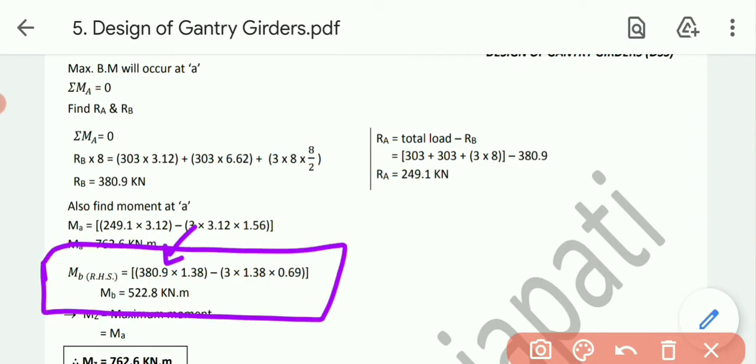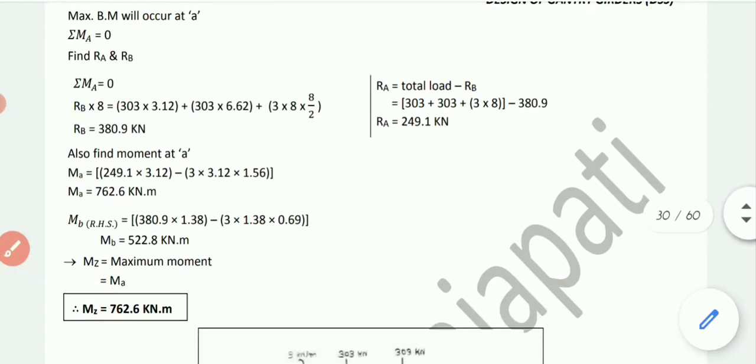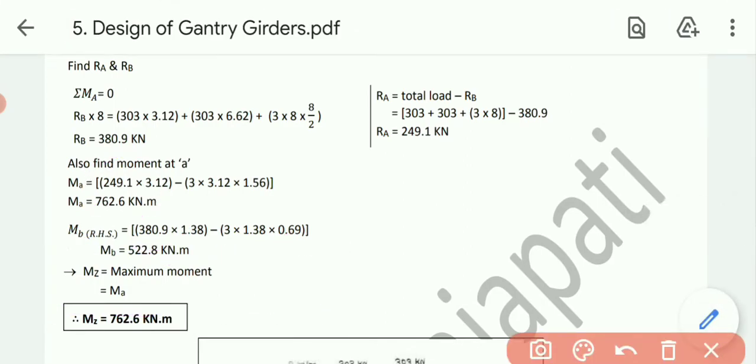See, RB, that is 380.9 into 1.38 minus 3 into 1.38 into 1.38 by 2, that's 0.69. So we will get the value of MB, that is 522.8 kilonewton into meter. So that's the answer of moment at B. Once we get that one, finally the maximum bending moment, that is MZ. It is the maximum of these two, MA as well as MB. So maximum is obviously MA. So that's our MZ.